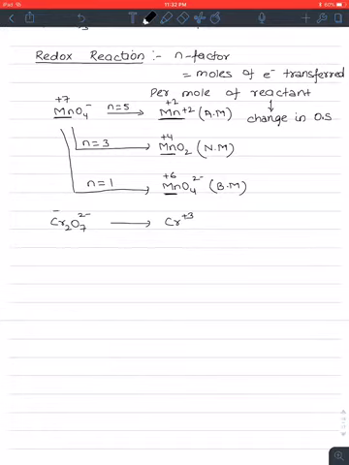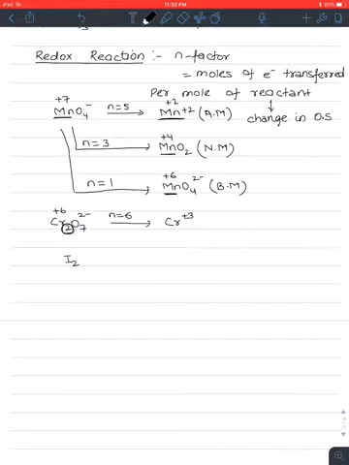Now in this case each chromium has oxidation state plus 6, and change is 3 for 1 chromium atom. We are having 2 chromium atoms. You have to be very clear in this case that change in oxidation state for 1 chromium is equal to 3. So change in oxidation state for 2 chromium will be 6. So N factor in this case is equal to 6.